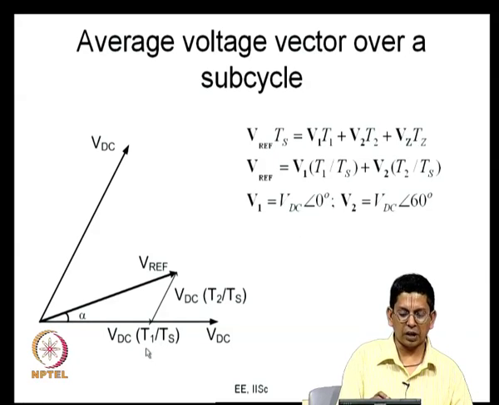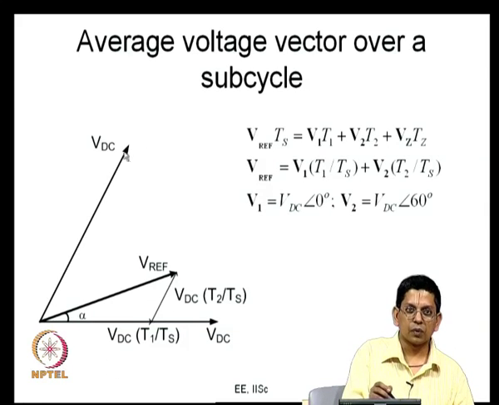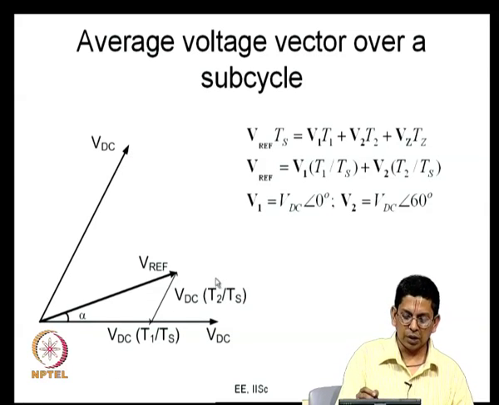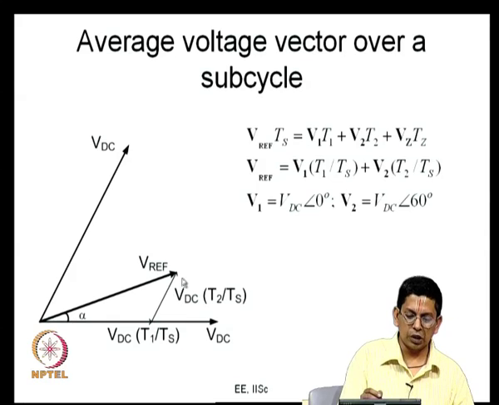So, it is applied for a fraction T1 upon Ts. Then I am applying this vector, which I can call the V2 vector, for some fraction of time T2 upon Ts, and for the remaining time I am applying the null vector. So what is going to happen is I am going to get a vector like this, another component. This component is parallel to the V1 vector, and it is T1 by Ts times the V1 vector, and this component is parallel to the V2 vector, it is equal to T2 by Ts times the V2 vector.